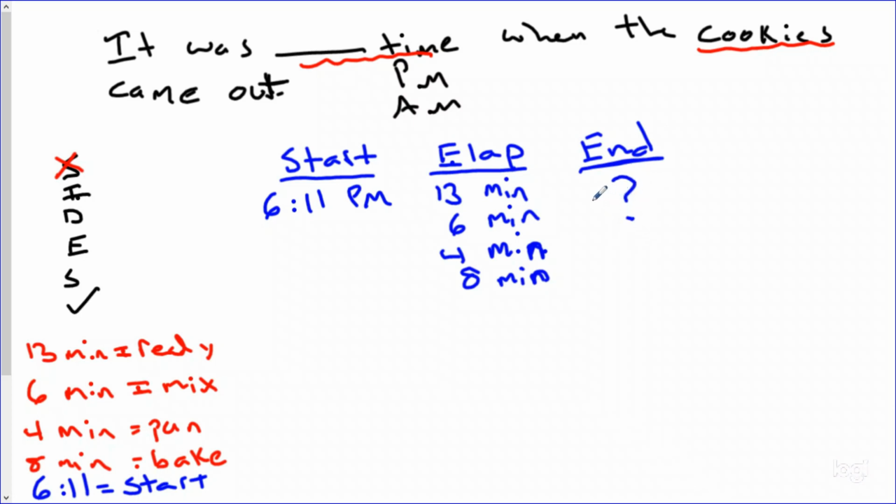So this is how I attack any elapsed time problem. I always have my start, my elapsed, my end. Now the next thing I want to do is figure out, okay, that's a lot of different things I did, but what's the total there?